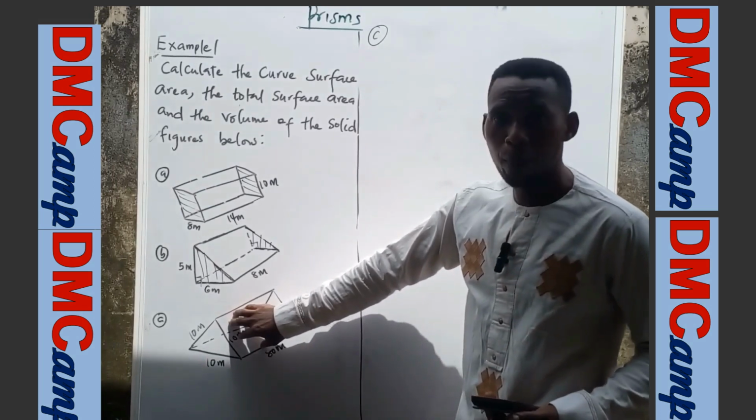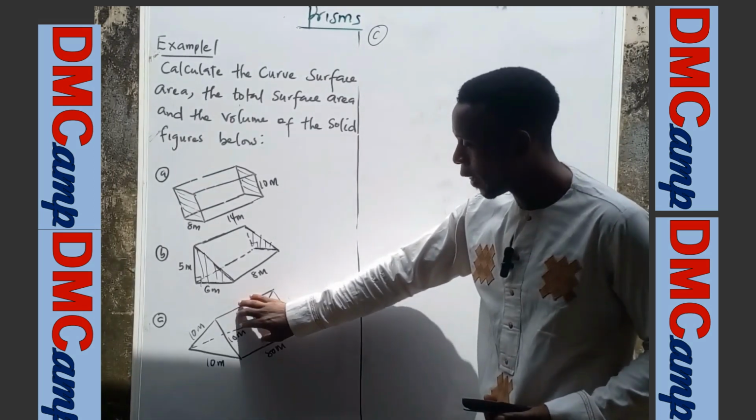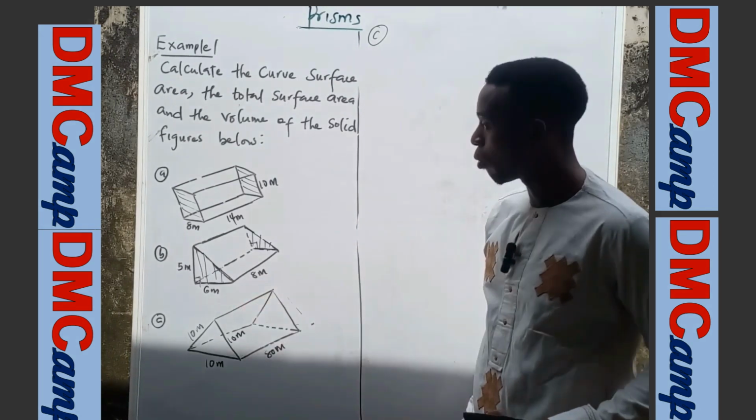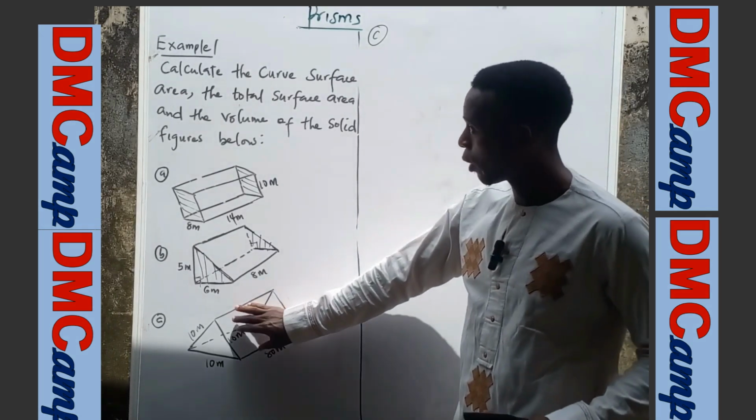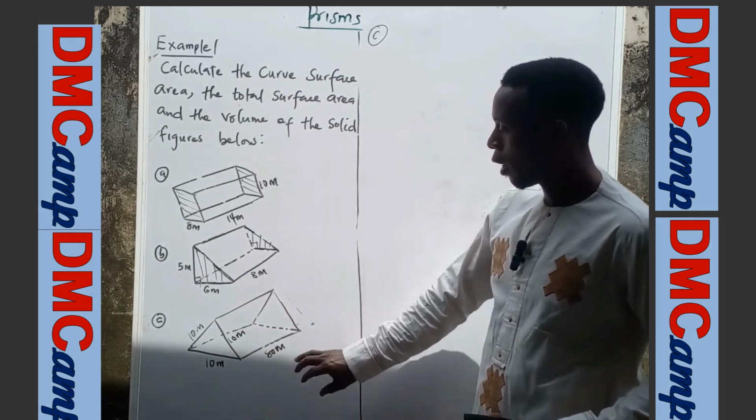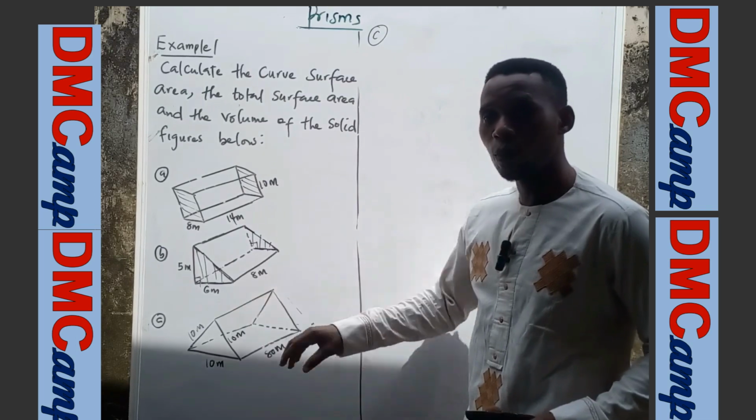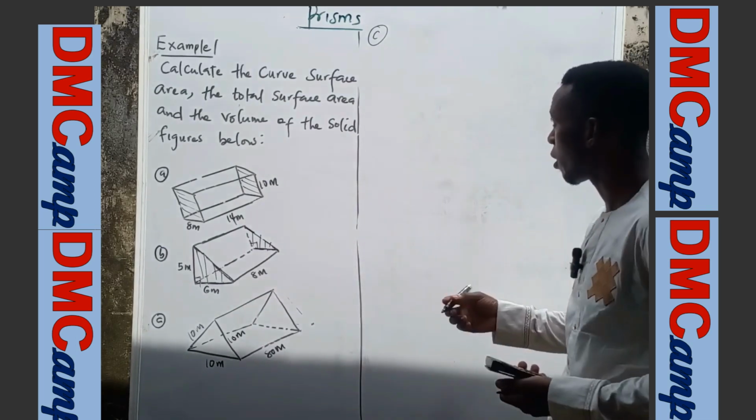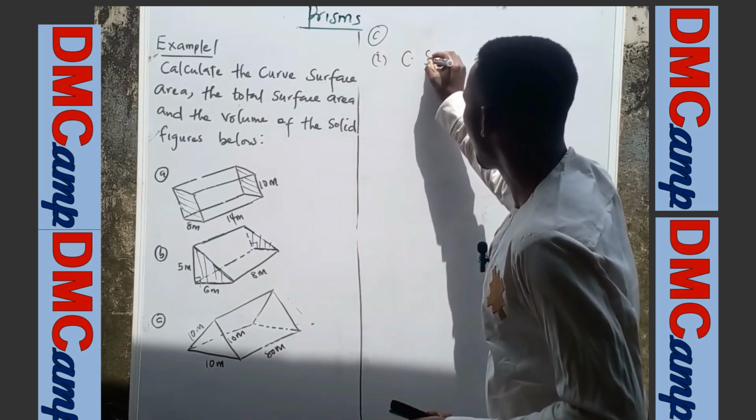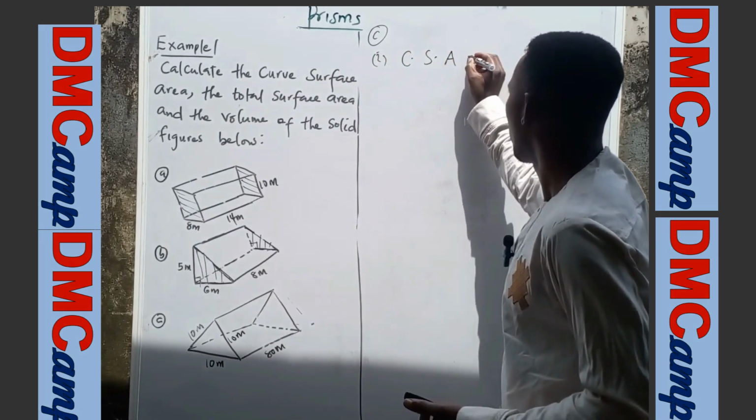This is a triangular prism. We want to calculate the curved surface area, the total surface area, and the volume of this triangular prism. Let's see. The first one, Roman figure 1, cross surface area.